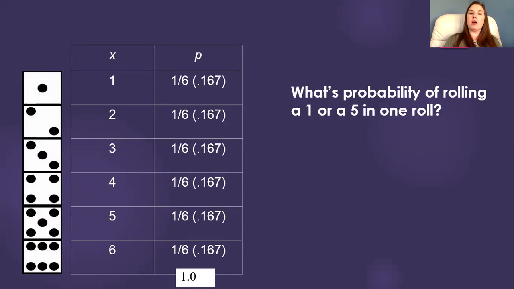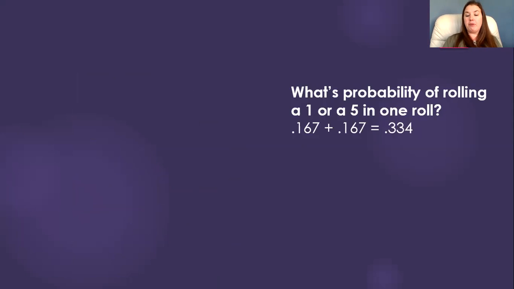And then a practice problem, like the classwork and homework problems for this lesson, would be something like, what's the probability of rolling a 1 or a 5 in one roll? One roll is telling us that we're looking at the rules for single trials. We're doing something one time. And we figure out the probability of getting one outcome or another outcome by just adding together the probabilities for each.